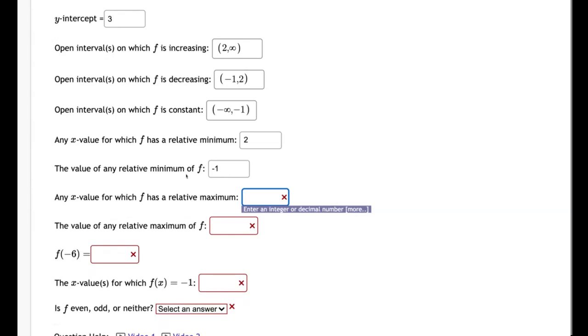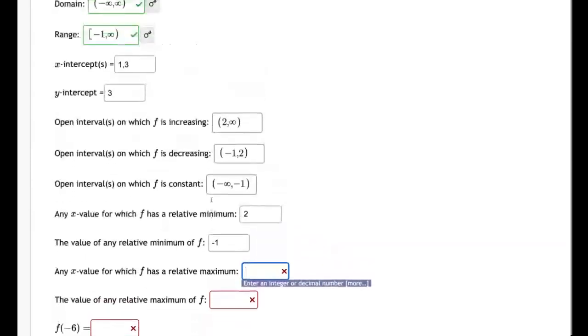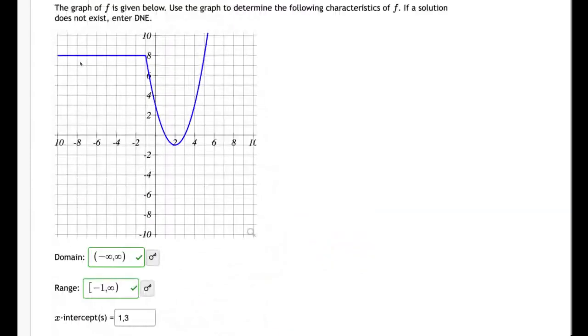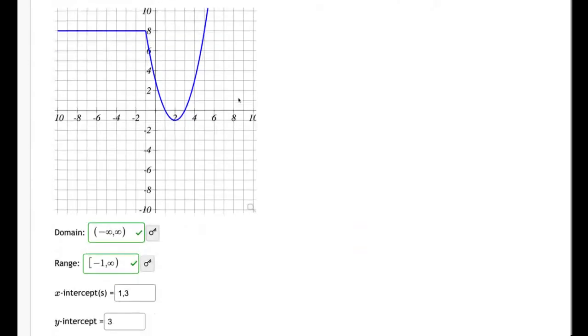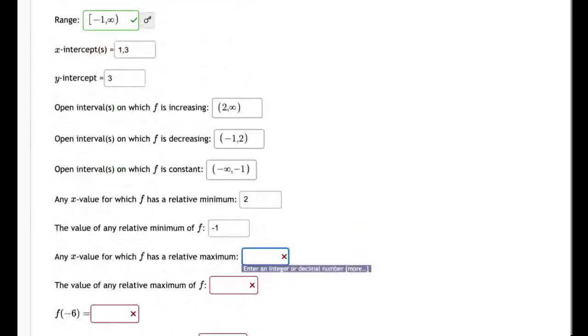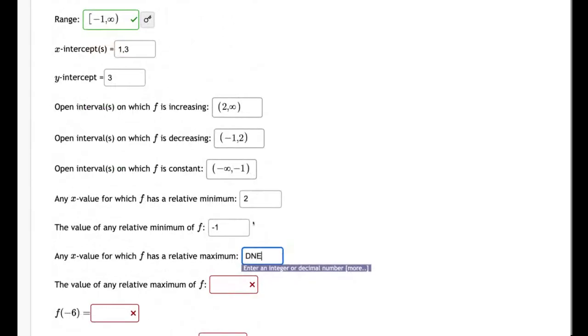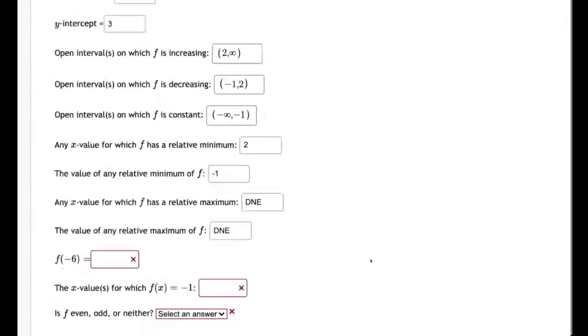So 2, -1 was our minimum. Same thing for our maximum. Our maximum is our high point. But this flatlines, and then it goes down, and then it just goes up forever. So there's no peak here. There's no high point. Everything just goes up forever. So there is no maximum. Our maximum is going to be DNE for both. There's no maximum. It does not exist.